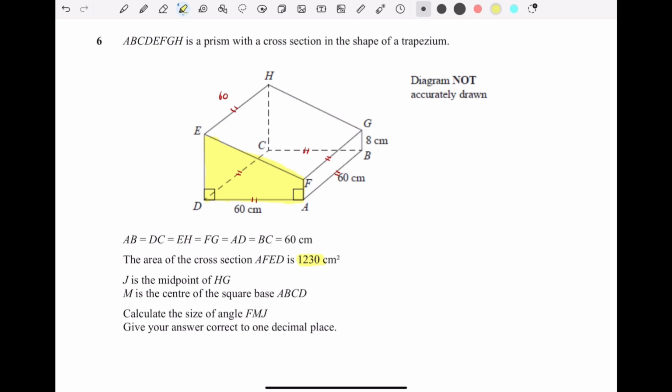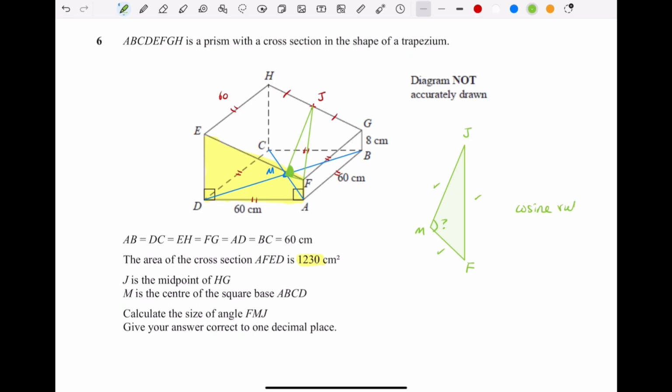And we are told that J is the midpoint of HG, M is the center of the square base ABCD, so that is where the diagonals intersect. What we need to do now is to find the angle FMJ. Now I'm going to draw out this triangle FMJ, and this is the angle we want to find. If we have the information of all three sides, then we'll be able to use the cosine rule to work out the angle. So let's first look at JF.